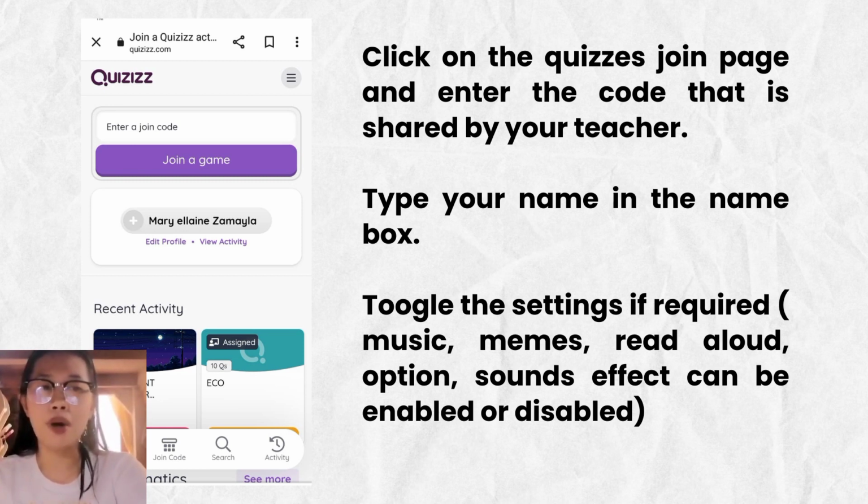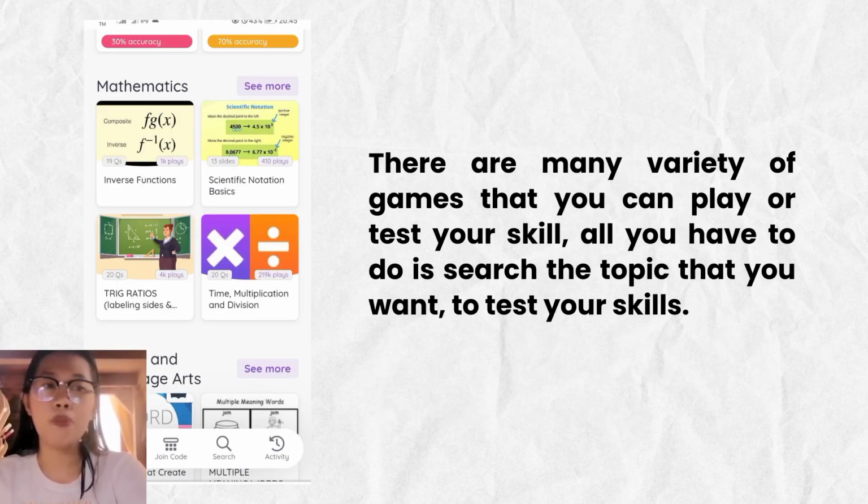Type your name in the name box. Toggle the settings if required. Music, memes, read aloud options, and sound effects can be enabled or disabled. There is a variety of games that you can play to test your skills. All you have to do is search the topic that you want to test your skills on.